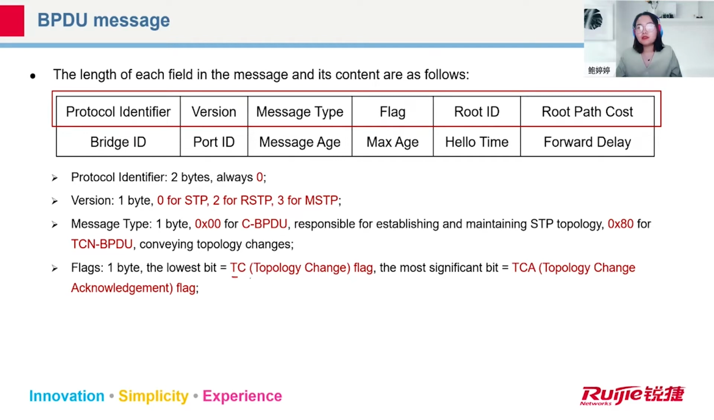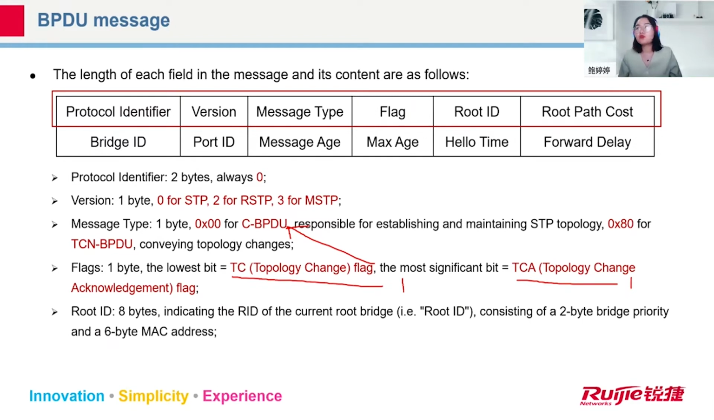If we make the TC flag become 1, or the TCA bit become 1, both of them belong to the config BPDU. Okay, this is also a config BPDU, and this is different from the TCN. Later, when we talk about topology changes, I will show you the detail.